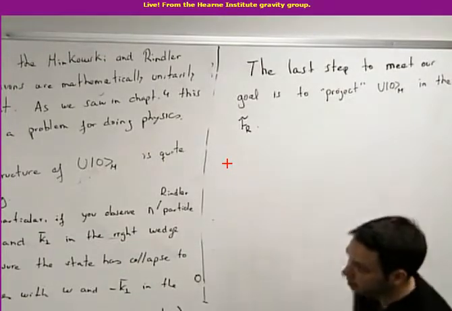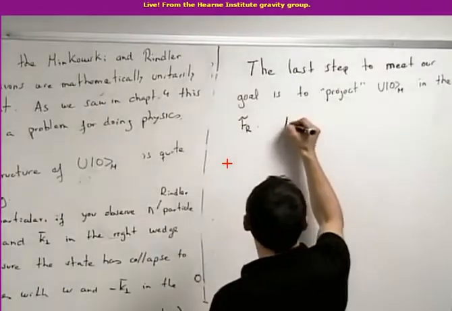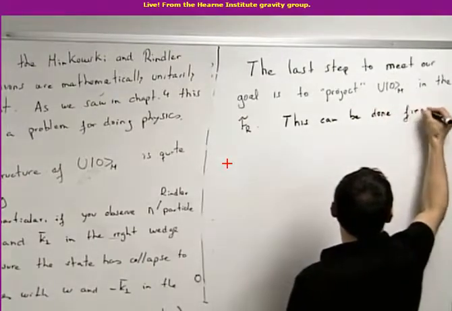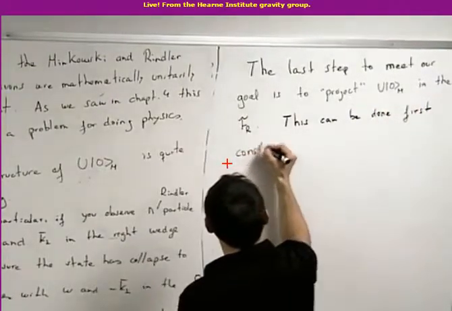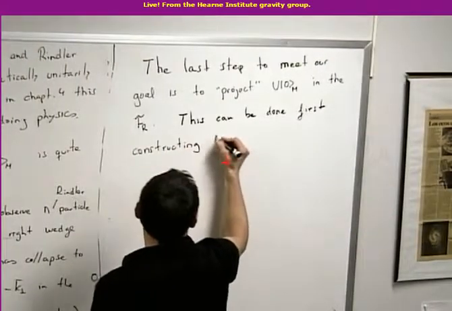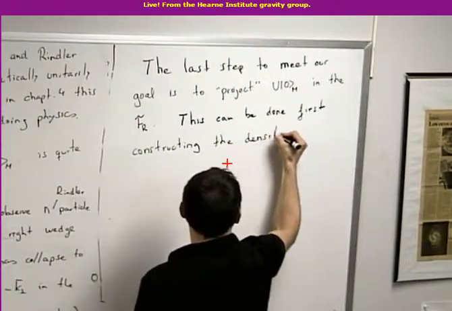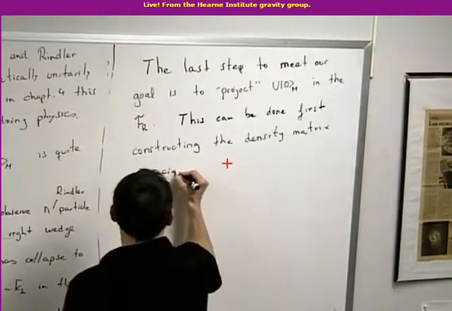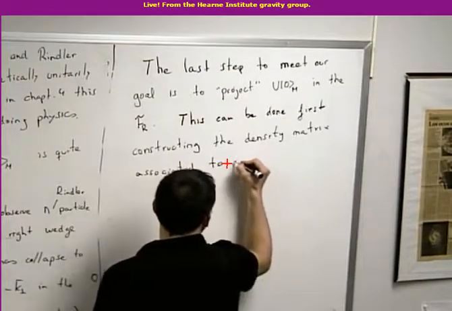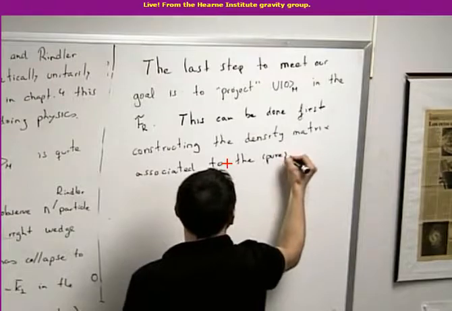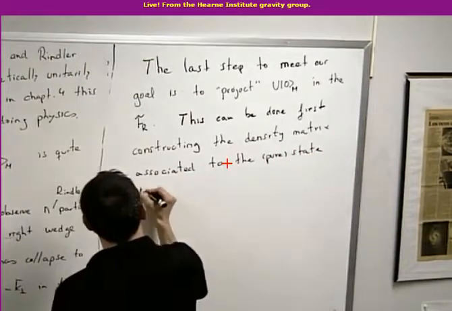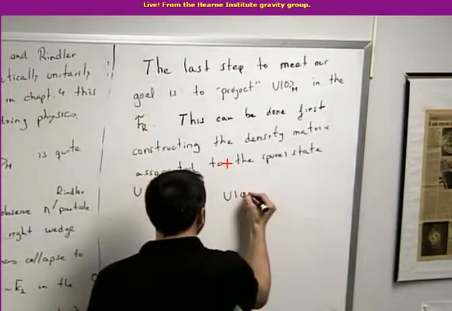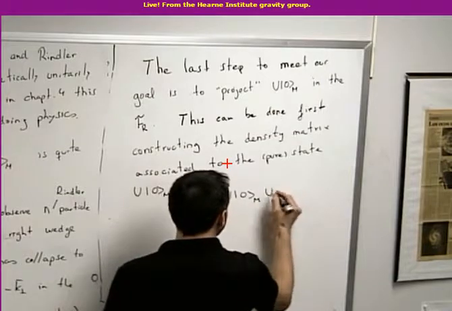So the way of doing this is the following. This can be done first constructing what we call the density matrix associated to the pure state, the Minkowski vacuum there. So the Minkowski vacuum is a pure state, but we can construct its density matrix just in this trivial way.